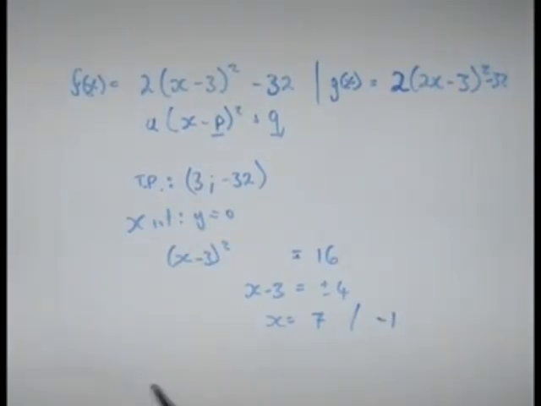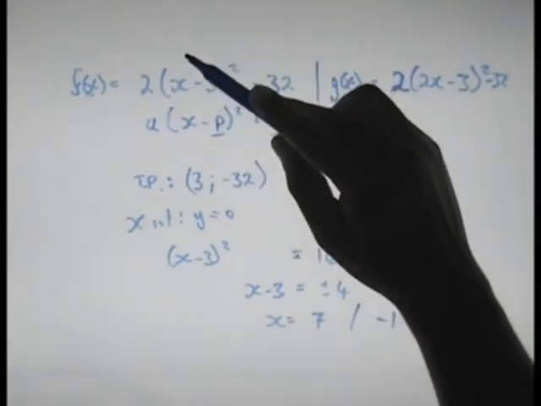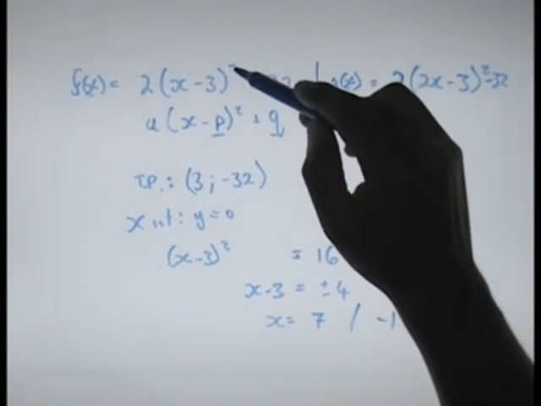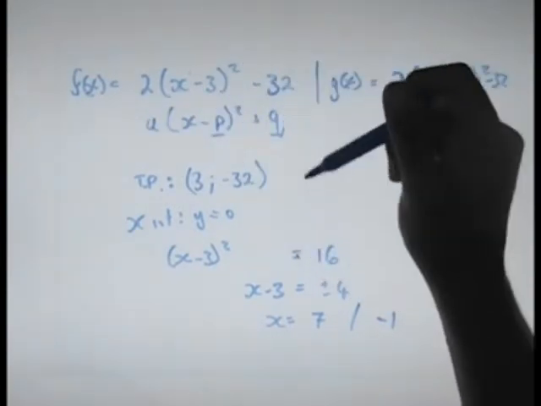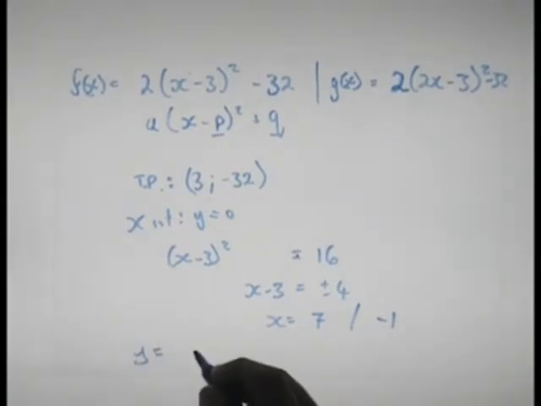To get my y-intercept, that's when x is equal to 0. That's going to be 2 times 0 minus 3 squared, which is positive 9. 2 times 9 is 18. 18 minus 32 means that my y-intercept happens at 18 minus 32. I'm just going to work that out on a calculator because my mental maths is really bad. y is equal to negative 14.